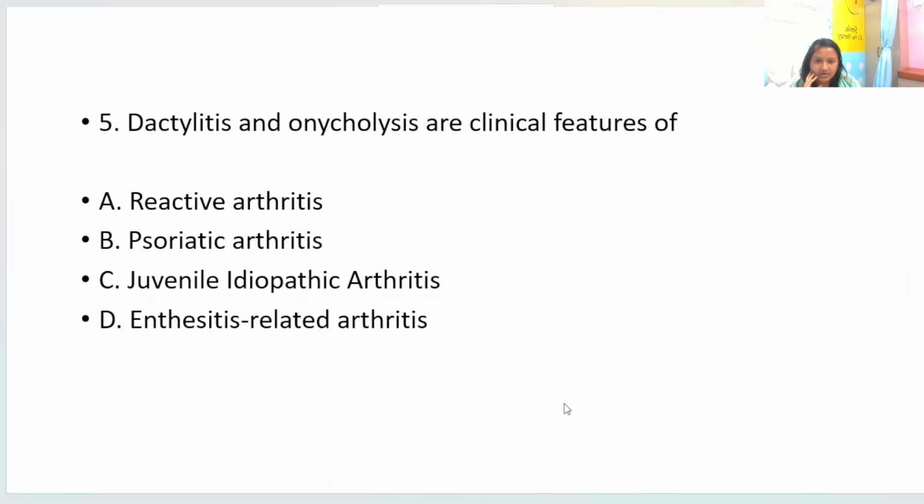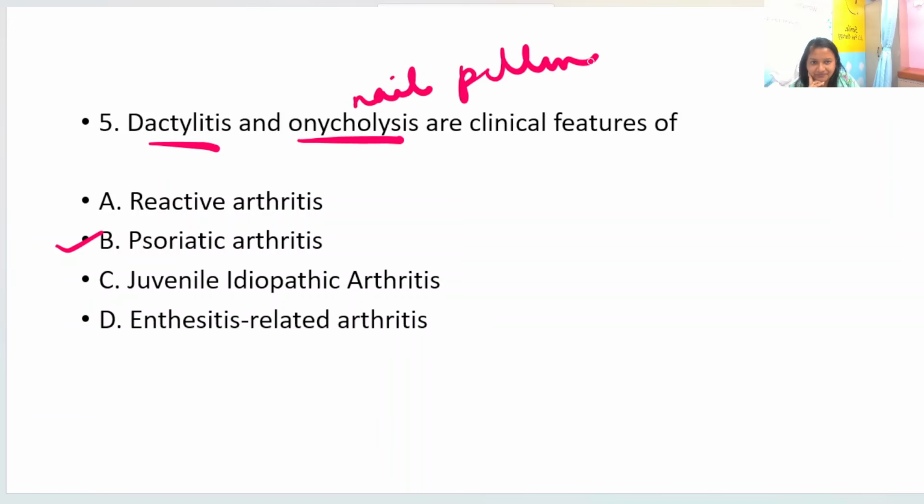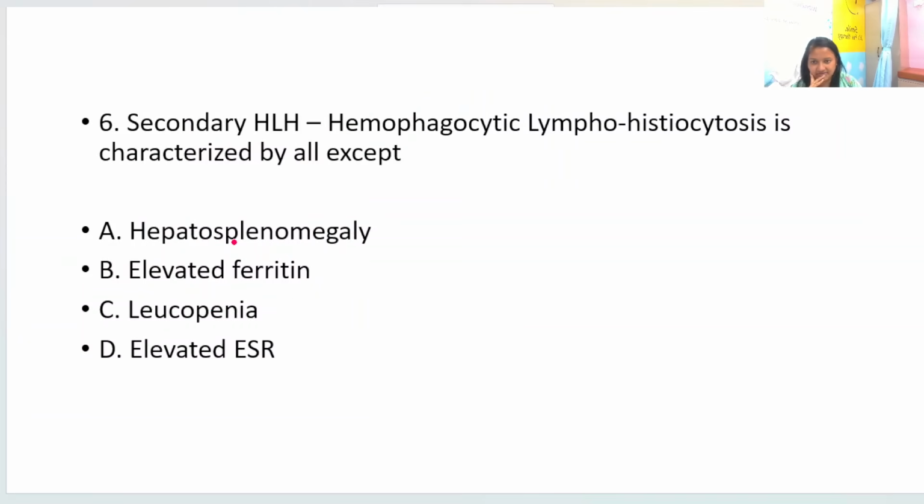Dactylitis and onycholysis are clinical features of. So dactylitis and onycholysis, your options are reactive arthritis, psoriatic arthritis, juvenile idiopathic arthritis and enthesitis related arthritis. What is your answer here? So dactylitis, onycholysis, these two are features of psoriatic arthritis. Okay, pitting of nails, nail pitting, right? Nail pitting and dactylitis. These are features of psoriatic arthritis.